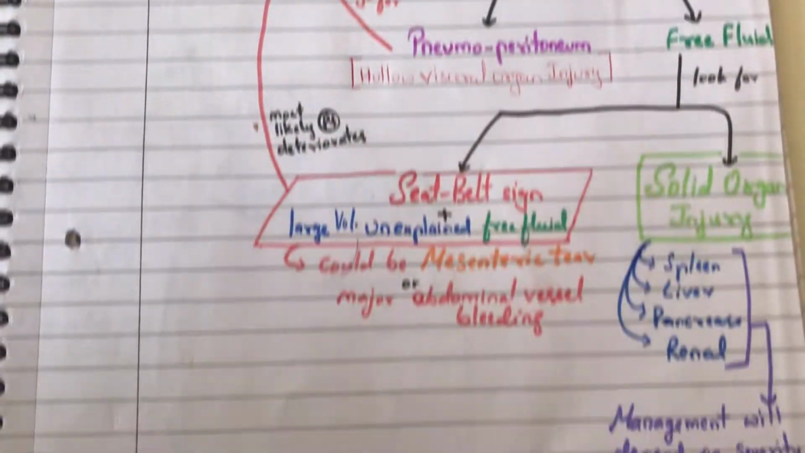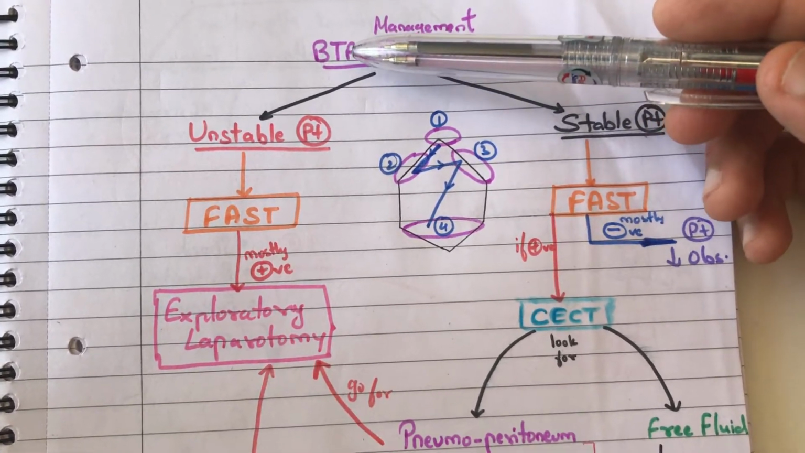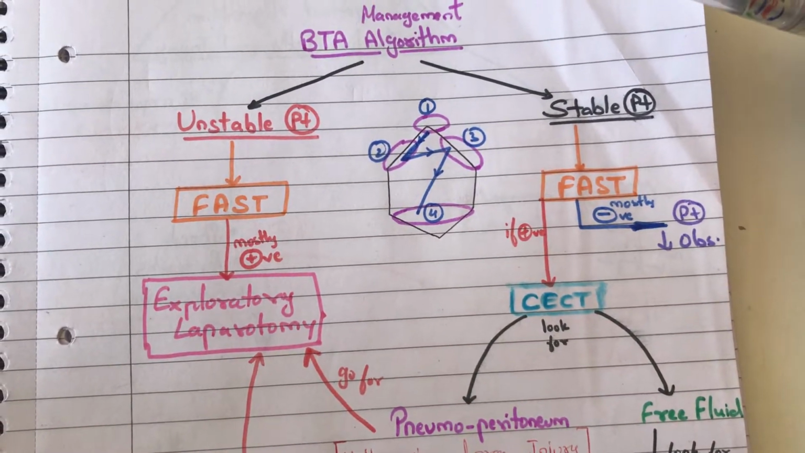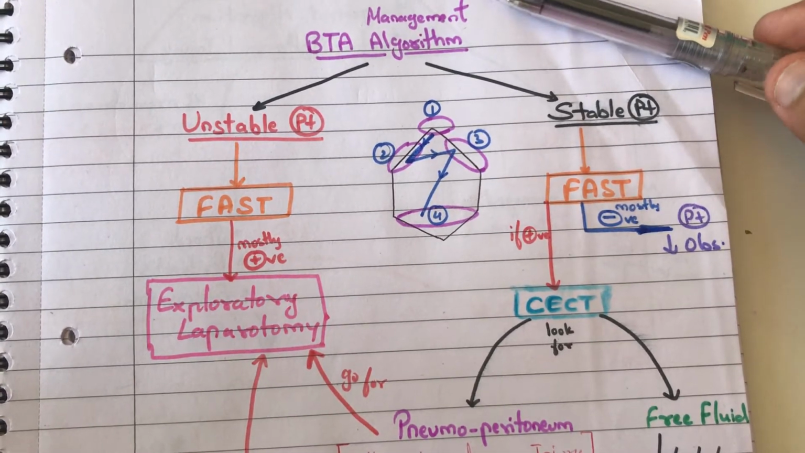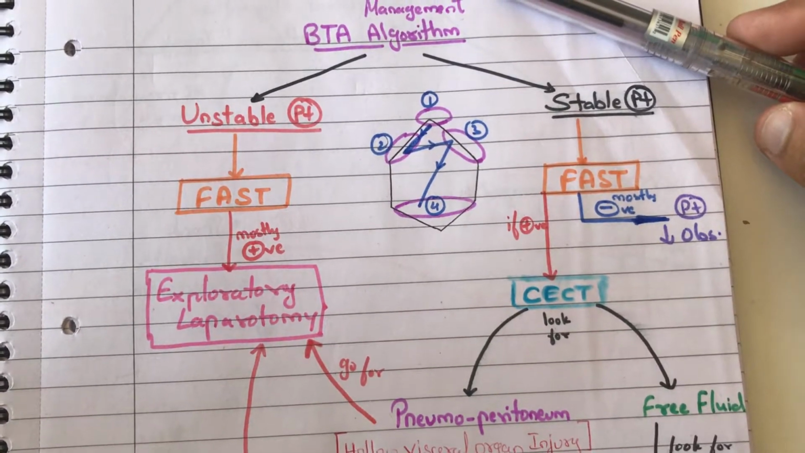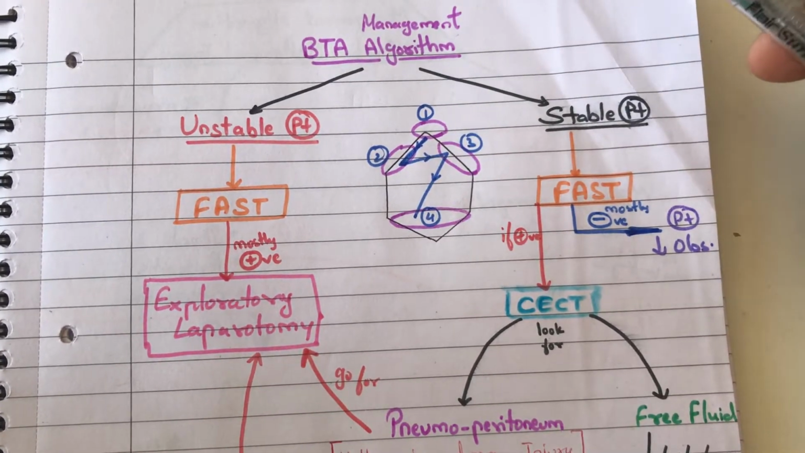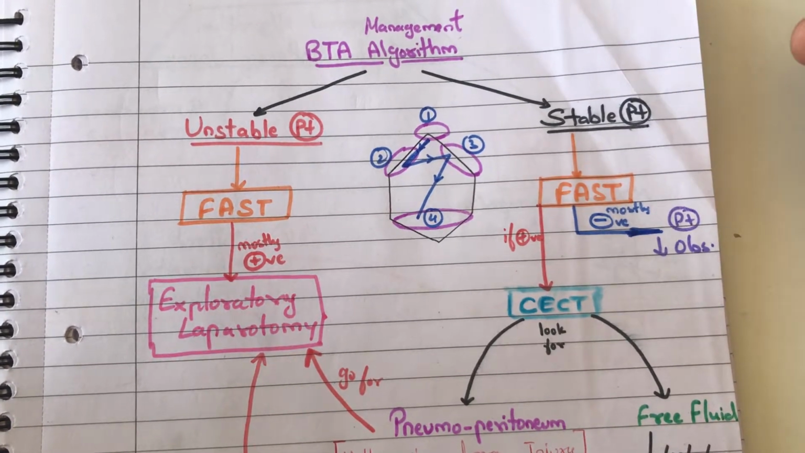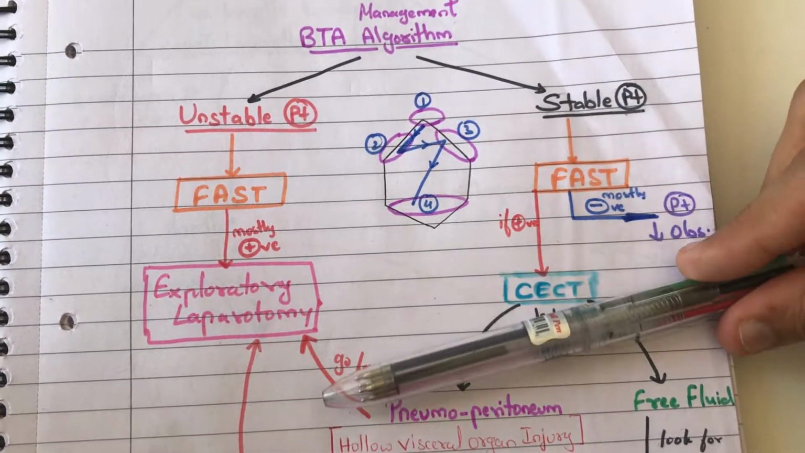As you can see, this is the whole algorithm for blunt trauma abdomen management. This BTA is blunt trauma abdomen. According to the ATLS 10 guidelines, most of the time when you're posted in the trauma bay in the emergency department, you will encounter patients incoming with multiple abdominal trauma. It could be due to a road traffic accident, a fall from height, an assault, or any other reason. According to the ATLS guidelines, you have to follow this protocol.